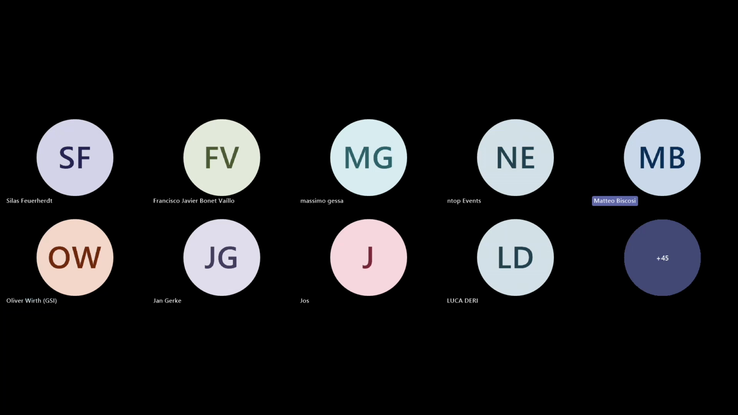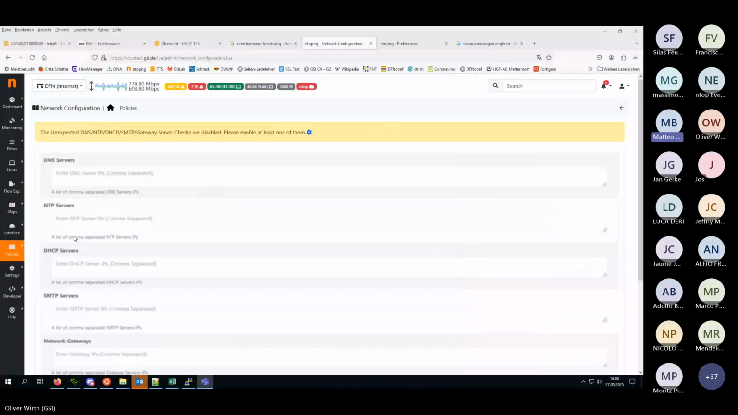You can even click on the cog. It should jump directly to the checks. However, you have to enable the unexpected alerts, for example, unexpected DNS server, unexpected DHCP server. In that way, whenever we see a server that is not part of the configuration you put, we are going to trigger an alert.